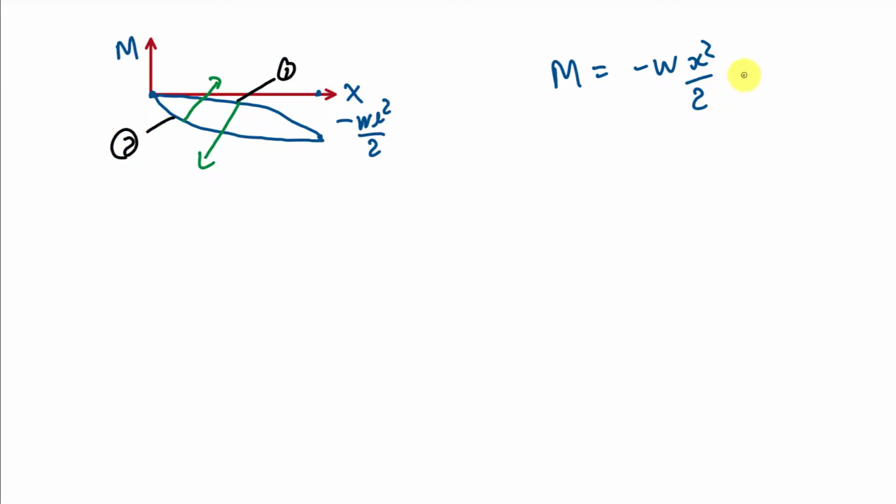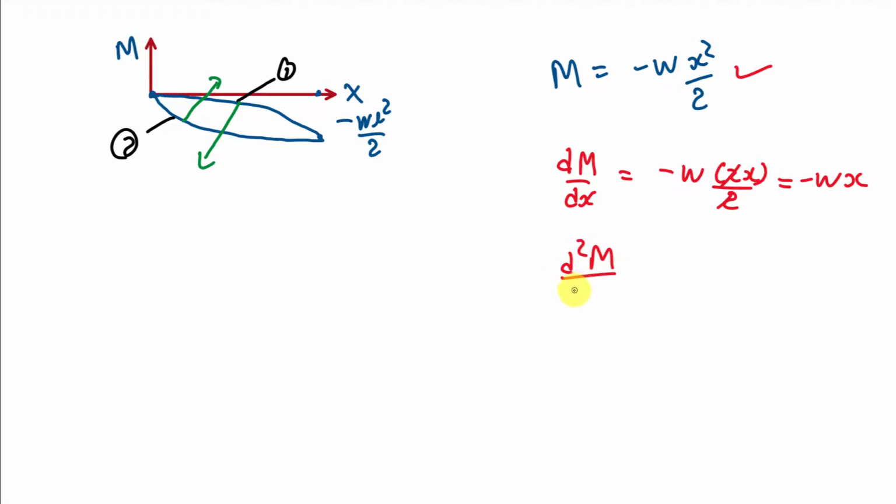For that we have to take the double differentiation of this equation. So first of all we will take dM/dx. It will be equal to -w into 2x divided by 2. So here 2 will be cancelled out and it will be -wx. And now we will take the second differentiation, that is d²M/dx². So it will be equal to -w. Differentiation of x will be 1.